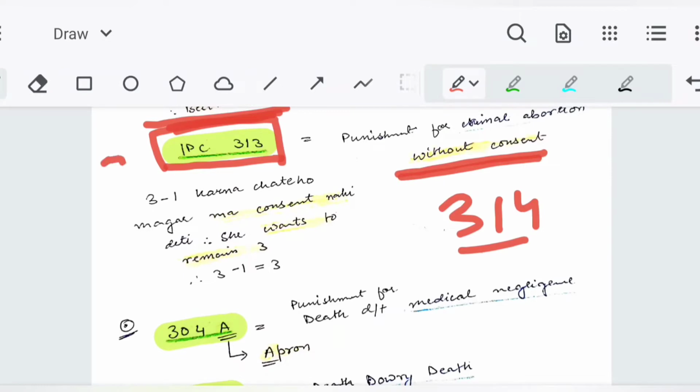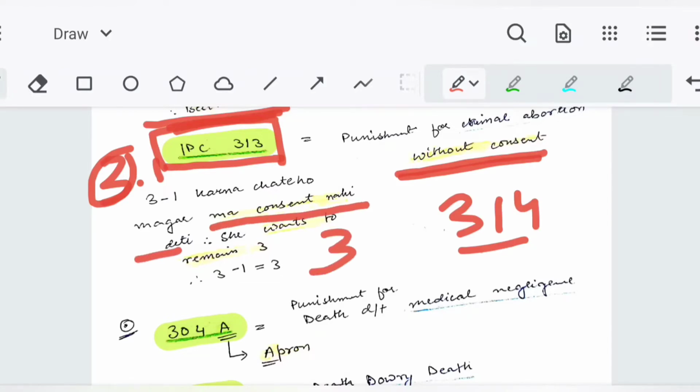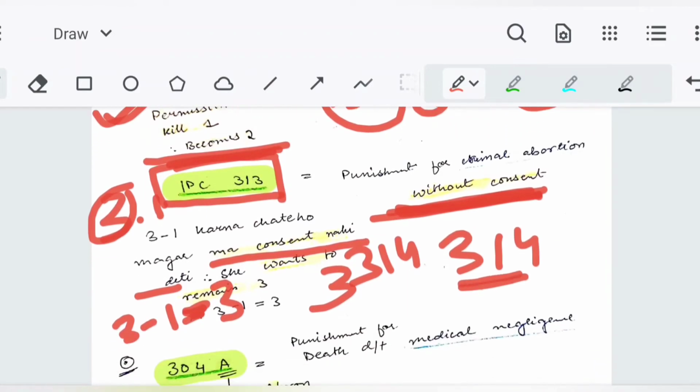There was a family of 3, they wanted to do minus 1 but the mother did not give consent. The mother wants to remain 3 only. So they wanted 3 minus 1 but the mother didn't give consent, so it will remain 3. So 313 is without consent of the mother. And 314 deals with criminal abortion where death of the mother also occurs.